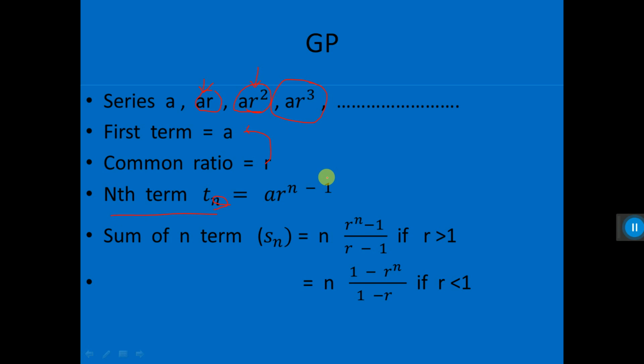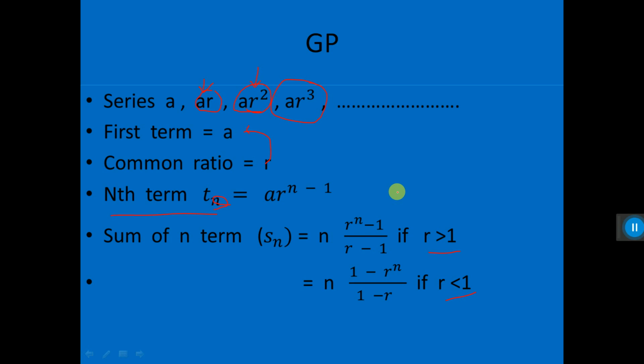So this is called the nth term, and the sum of the terms, denoted by Sn, is equal to a into r to the power n minus 1 by r minus 1 if r is greater than 1, and a into 1 minus r to the power n by 1 minus r if r is less than 1. This is what we need to understand in case of geometric progression.